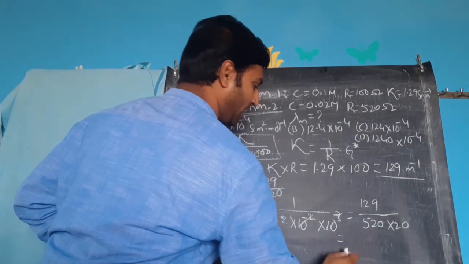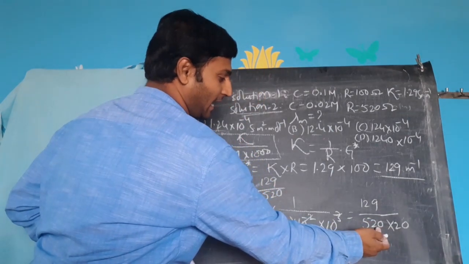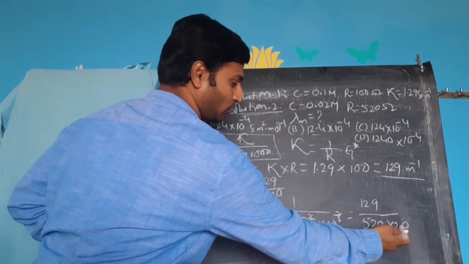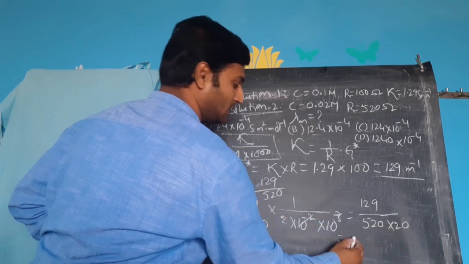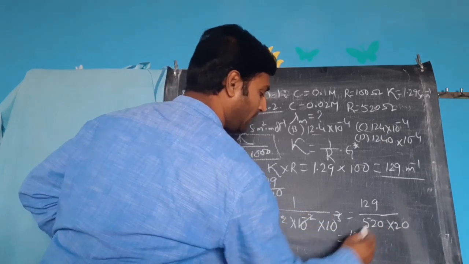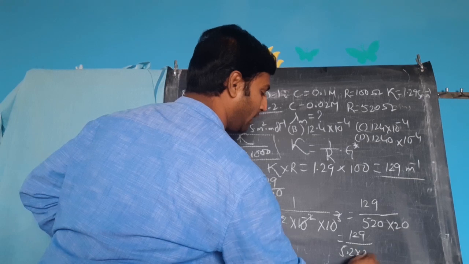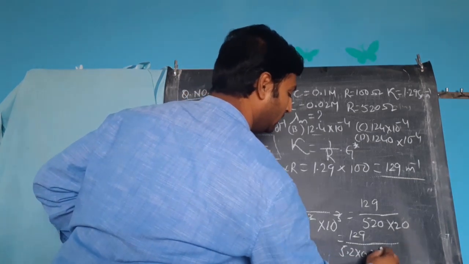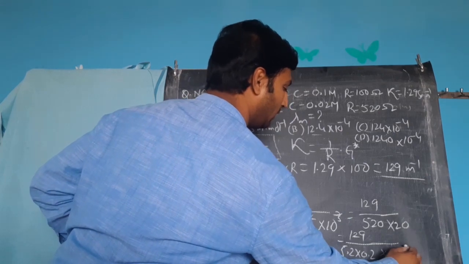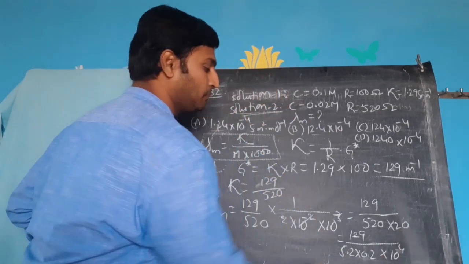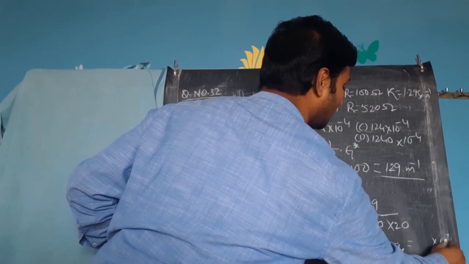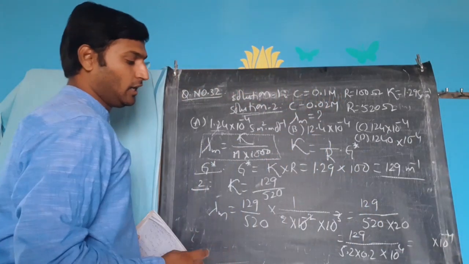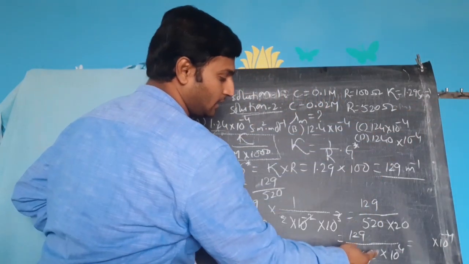Now that way if I have to do, see here I want 10 power minus 4, right? So here 2 digits, here 2 digits if I move, 129 by 5.2 into 0.2. If I do it, then it will be 10 power 4 overall. That 10 power 4 goes up and becomes 10 power minus 4. Now what are you left with?